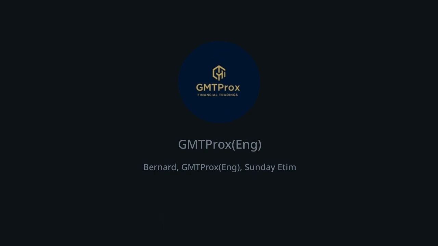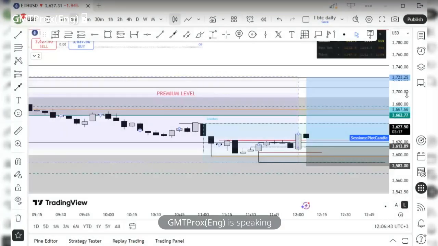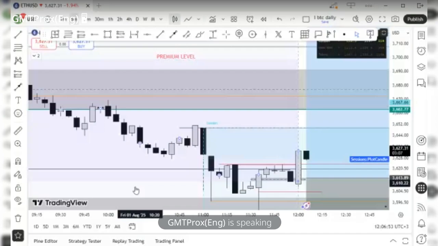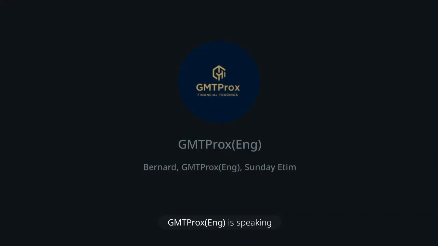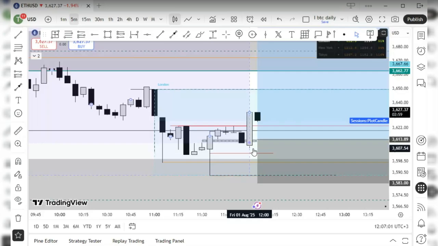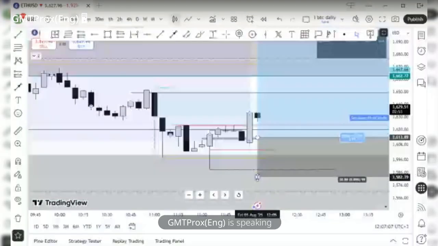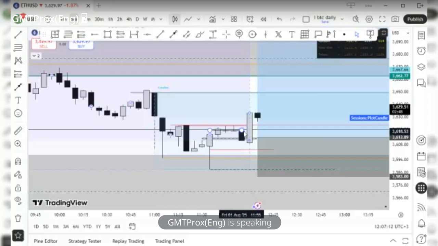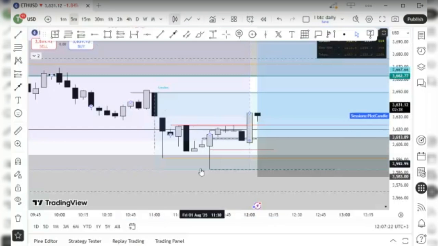You will see it. Remember, it was this one and it has been tested. You can see our fair value gap has been tested by this candlestick here, and now we are moving. So this one here will create a fair value gap now on the 15 minute. Remember, we said this was our high on the 5 minutes liquidity.